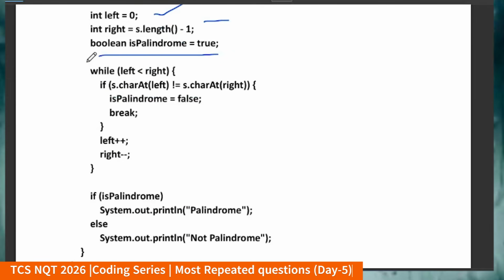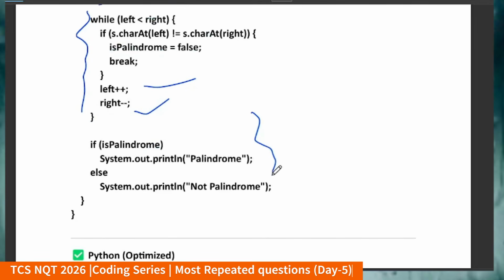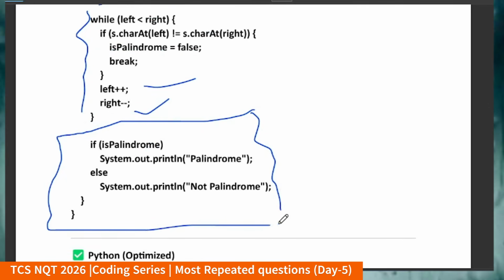Now declaring boolean isPalindrome is true. Now just traversing with the same concept. Now checking if s.charAt(left) is not equal to s.charAt(right). If both are not matching, then isPalindrome will be false, and I will just break. Otherwise, if it is matching, then same thing, I will increase the left pointer and decrease the right pointer. So these are quite easy questions if you know the two pointer approach. Otherwise it will become very hard for you.